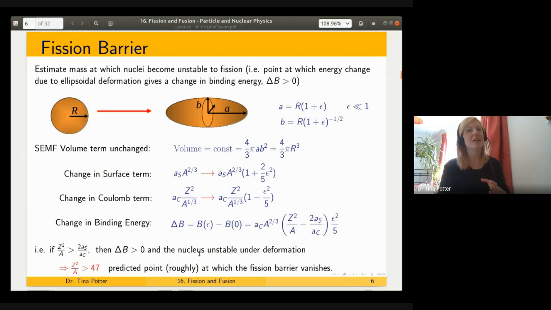So this is telling us that when we have Z squared over A larger than 47, our fission barrier should actually vanish, i.e. we deform the nucleus just a tiny bit and it will become unstable and undergo fission. So for large Z squared over A, or 47, our fission barrier should vanish. Let's go and have a look. Is that true?